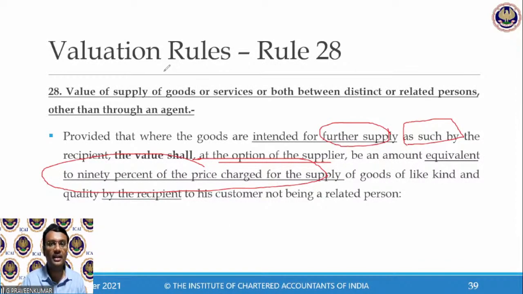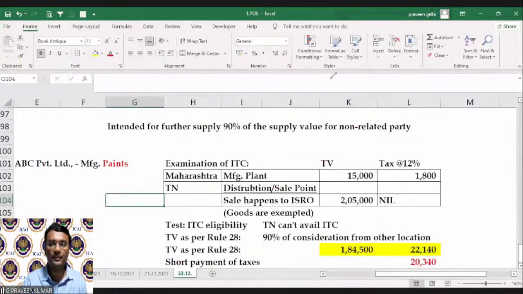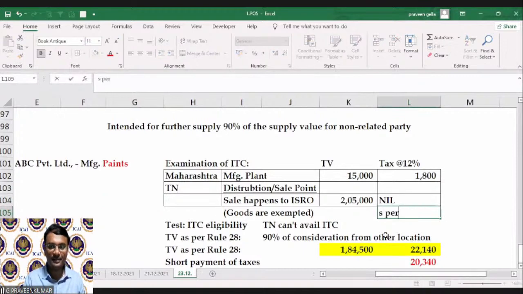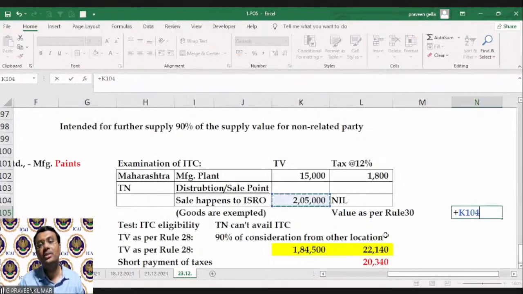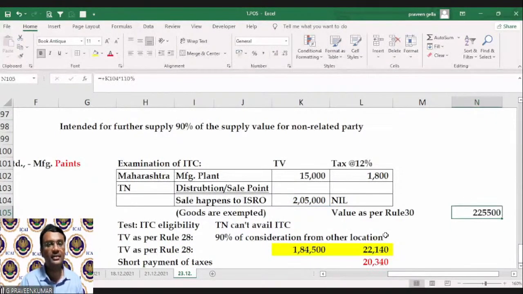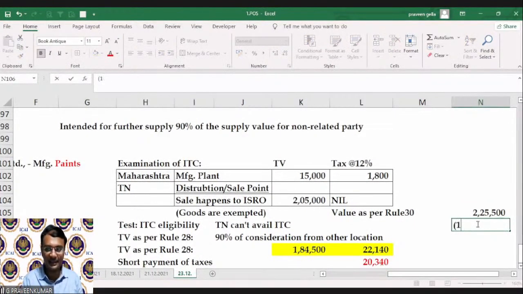So if I come back to my example, now you all know cost of economy. How do you do your costing? If I apply this Rule 30, value as per Rule 30, assuming that this 2,05,000 is a manufacture cost, on that 110%, this will be your transaction value. Now 1,84,000 is at 90%. This 2,22,500 is as per your 110% of cost of manufacture.